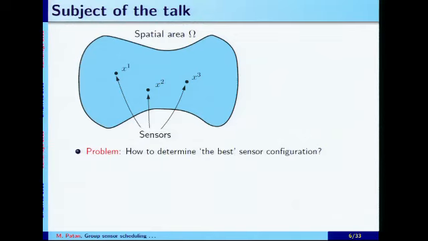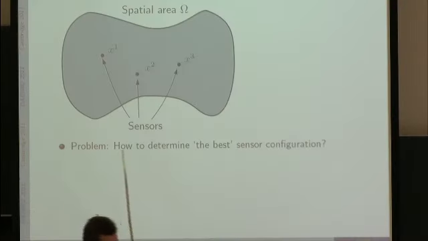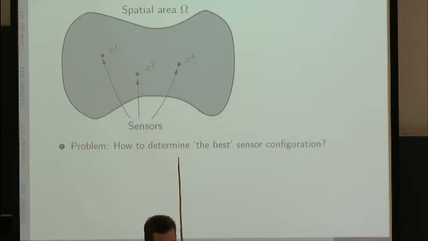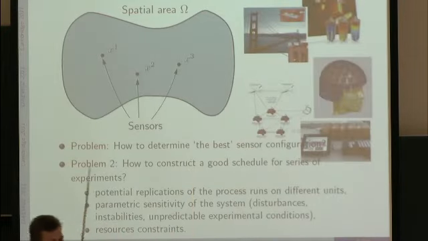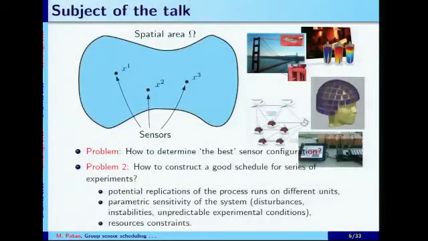So, summarizing those two examples, the subject of the talk is firstly to answer the question how to determine the best configuration of the sensors all over the spatial area, and then to try to answer how to construct a good schedule for a series of tests on the individual units, individual devices, taking into account all the effects I was talking about.